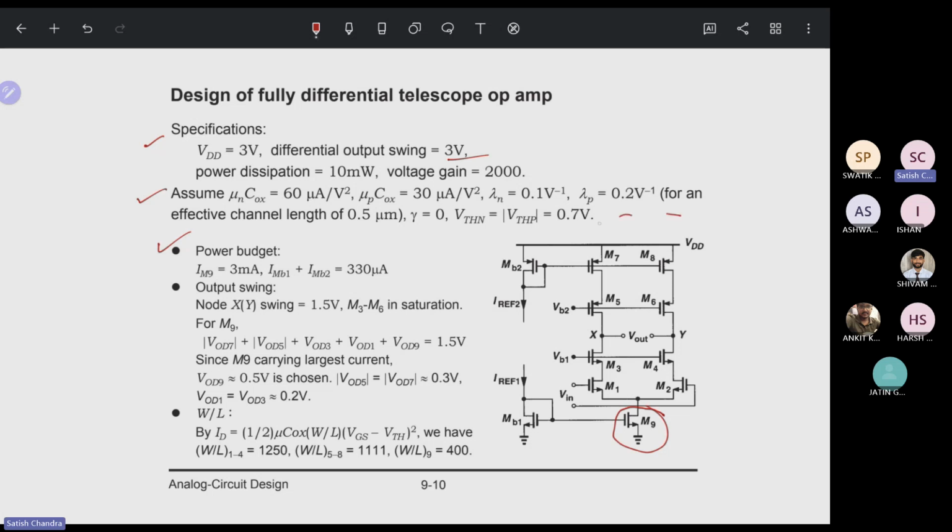We have already seen this part; now we are adding these two parts only. In that case, IMB1 plus IMB2 is going to have this value, and the output swing is this one, and in that case M3 and M6 are in saturation. This is basically how we design. This is already well proven data. All of this comes with the help of mathematics, assuming this part only. So this is how we design a differential telescopic op-amp.